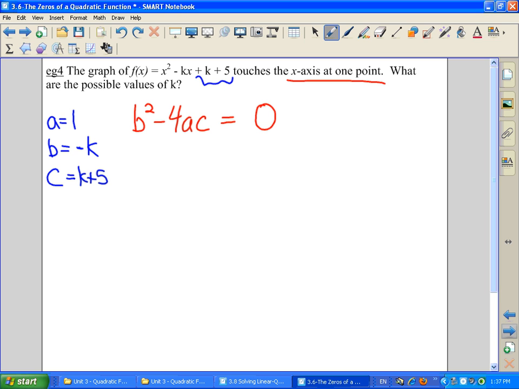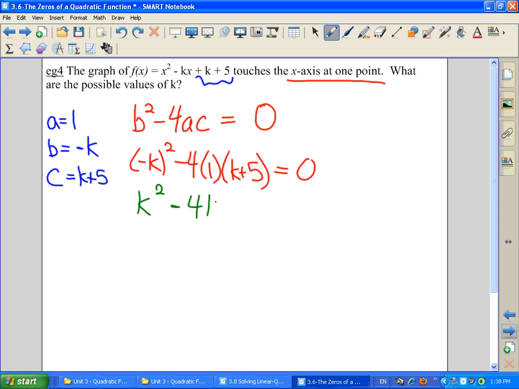All right, that's awesome, isn't it? Let's sub things in, and we can solve. So we're going to have negative k squared minus 4 times a times c equals 0. Remember, negative k times negative k is positive k squared minus, you got to use your distributive law here, so it's negative 4k minus 20, ladies and gentlemen, equals 0.